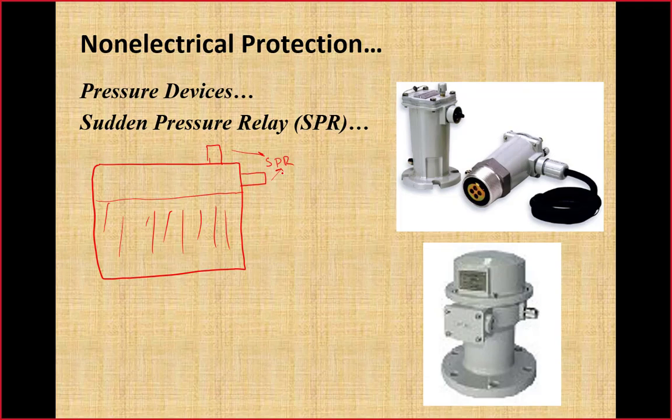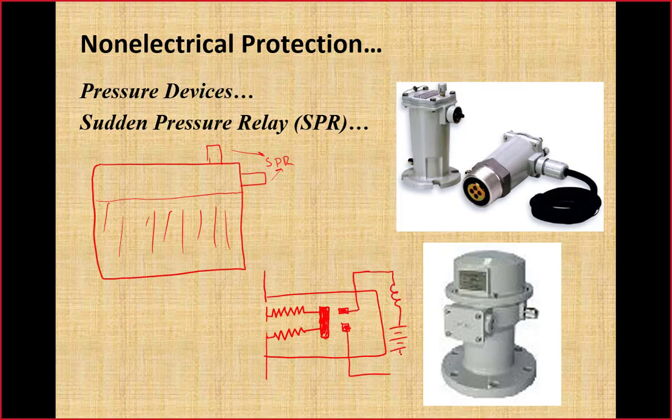Now I'm going to show you a zoomed version of this SPR relay. This is the sudden pressure relay. In this diagram you can see a trip coil is connected through this battery to these two contacts, and here we have a metal. Once this metal is in contact with these two terminals, it will make a complete path for the flow of current to this trip coil and tripping of the circuit breaker will occur.